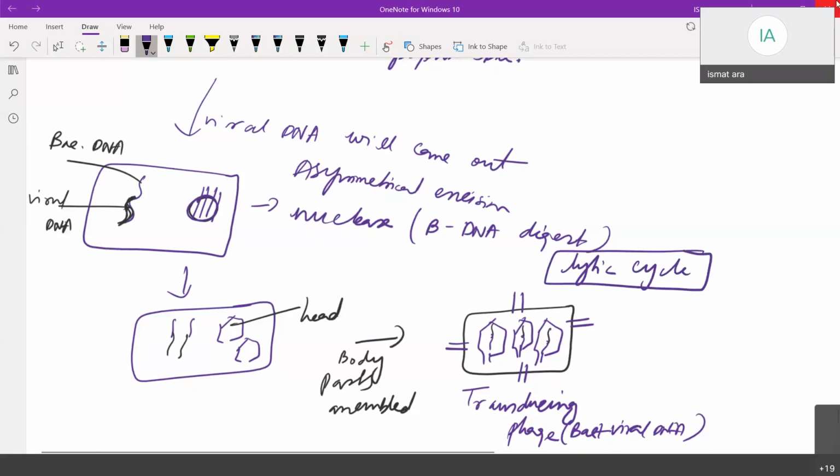Now suppose this bacteriophage again causes infection to another bacteria. Suppose this is your bacteriophage that contains viral DNA as well as bacterial DNA. Let me draw with black.